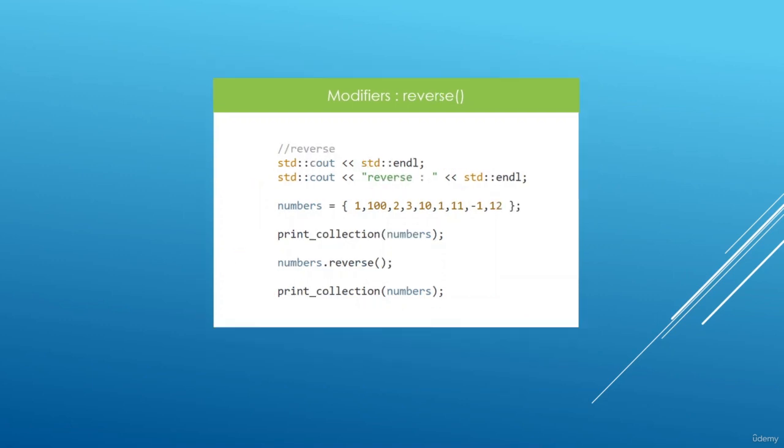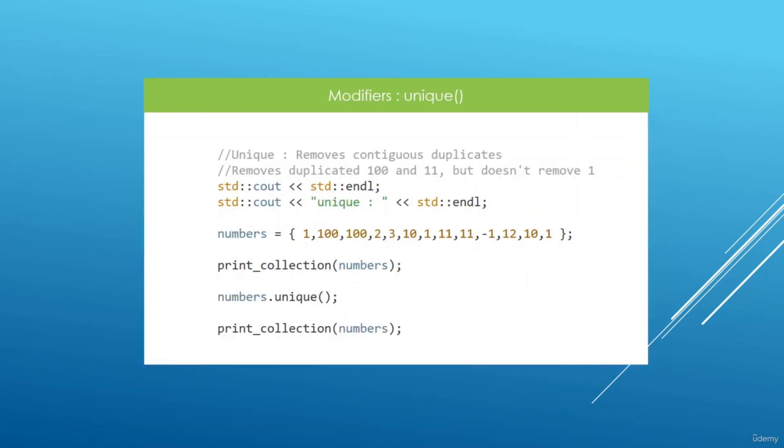It is possible to also reverse a container, and this is going to reverse the order of elements. We can remove duplicates that are contiguous in a collection. For example, here, we can remove this duplicate and we can remove this duplicate, but this is not going to remove duplicates that are not contiguous. So for example, the one here and the one here are going to be left in the collection. This is how the unique method works on our std_list container.